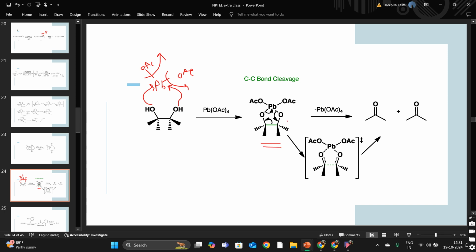This 5-membered intermediate is not very stable, so it immediately undergoes carbon-carbon bond cleavage by moving the electrons towards this carbon-oxygen bond, and the carbon-carbon bond breaks to give us the second carbon-oxygen double bond, and the lead acetate is removed as it is. These two fragments of carbonyl compounds we get by the reaction of lead tetraacetate with the diol.